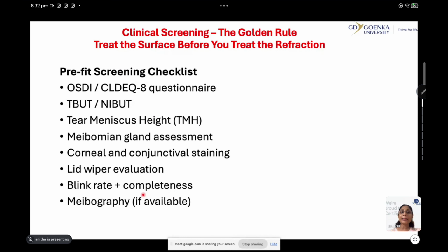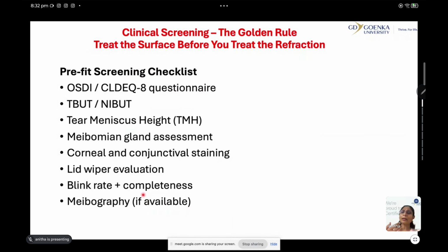Now, what is a clinical screening, or the golden rule? Treat the surface before you treat the refraction. The pre-fit screening checklist should include the symptomology questionnaire that I mentioned earlier. Either you use an OSDI 12 or 6 questionnaire, or a CLDEQ 8 questionnaire. Always remember there are plenty of questionnaires, McMonnies questionnaire, for example, or SPEED questionnaire or SANDE questionnaire.